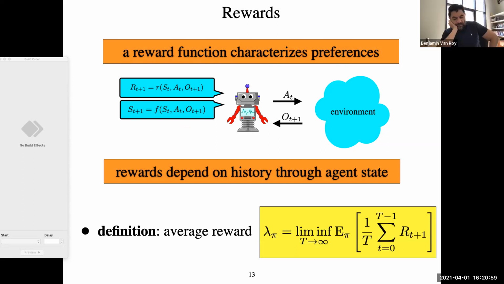And we're going to think of the agent as trying to maximize average reward defined in this way.